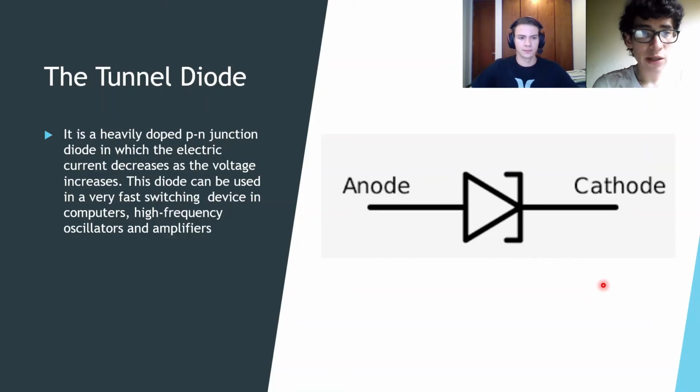And the second type of diode is the tunnel diode. It is an evenly doped p-n junction diode in which the electric current decreases as the voltage increases. This diode can be used in very fast switching devices in computers, high frequency oscillators, and amplifiers.